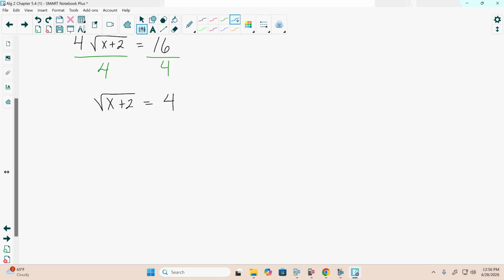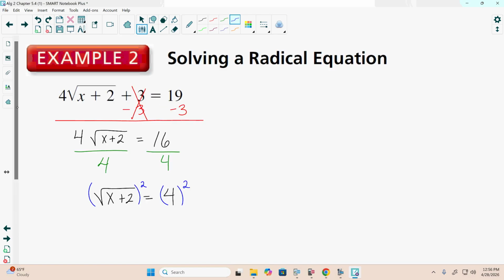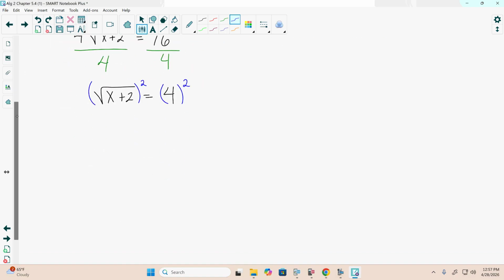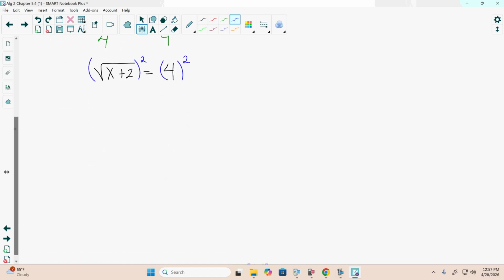Is the radical by itself? Yes. So we're going to do what? Square both sides. Because at this point, we don't care so much about the x plus 2 yet. I can't do anything with it because of the square root. These would cancel, telling me that x plus 2 is equal to 16. No more radicals, so we don't have to repeat steps 1 and 2. But we do need to solve for x by subtracting 2, telling me x is equal to 14.